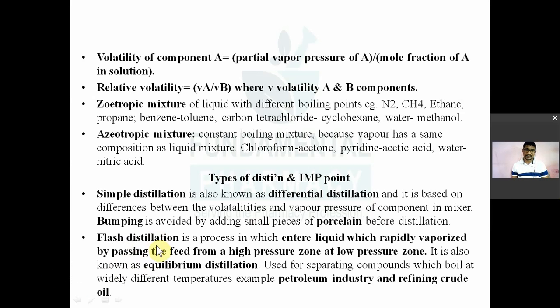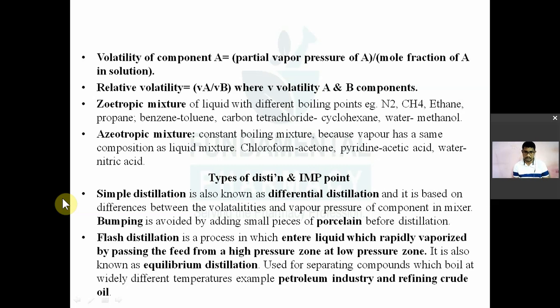Now flash distillation, another type of distillation. Now, this is important. It is the process in which a liquid mixture is vaporized rapidly by passing the liquid feed from a high pressure zone to a low pressure zone. फ्लैश डिस्टिलेशन में जो भी मिक्सचर आपको डिस्टिलेट करना है, वो हाई प्रेशर जोन से लो प्रेशर जोन में ट्रेवल करेगा तो उसका वेपराइजेशन रैपिडली होगा. So flash vaporization will be there if you pass a hot mixture of your liquids from a high pressure zone to a low pressure zone. Okay, कैसे होगा मैं बोलता हूँ आपको, don't worry.